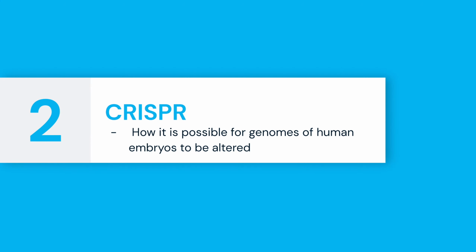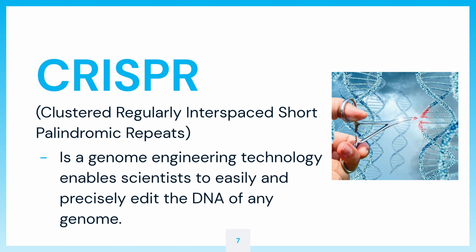Okay, CRISPR. This is how it's possible for genomes of human embryos to be altered. So CRISPR stands for Clustered Regularly Interspaced Short Palindromic Repeats. It's a mouthful. So CRISPR, in the very simplest version, is a genome engineering technology that enables scientists to easily and precisely edit the DNA of any genome.